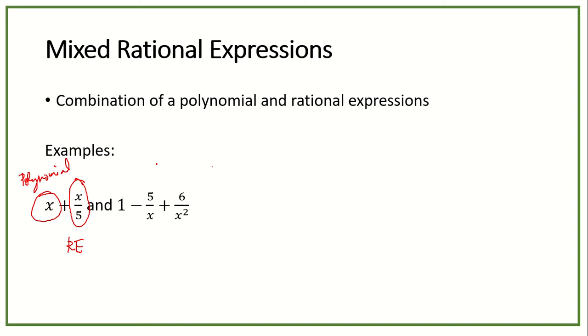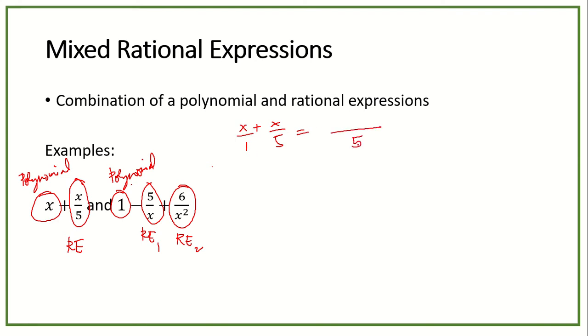And then, here's another example. This is a polynomial. This is our rational expression. And here's another rational expression. So to combine the polynomial and rational expression x and x over 5, since the operation is plus, recall that the denominator here is 1. You need to find its LCD, which is 5. So automatically, that would be our denominator.